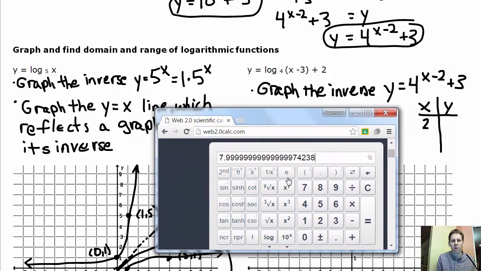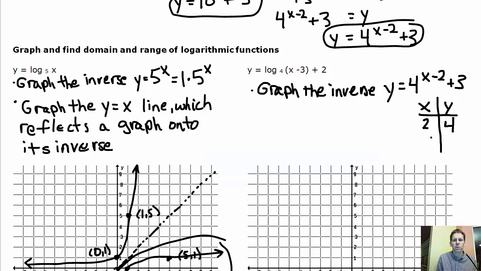This should be something you should mentally be able to do as well. But if you need the extra assistance, it's as easy as doing 4 to the 2 minus 2 power, which should be 1, plus 3, and you hit enter and you should get 4. Now you should be able to do the same thing by plugging in 3 for x. 3 minus 2 is 1, 4 to the first power is 4, plus 3 is 7.